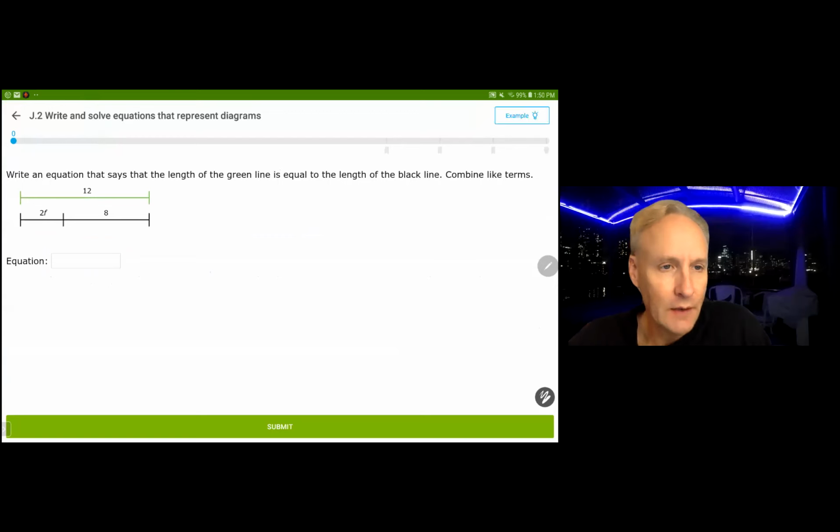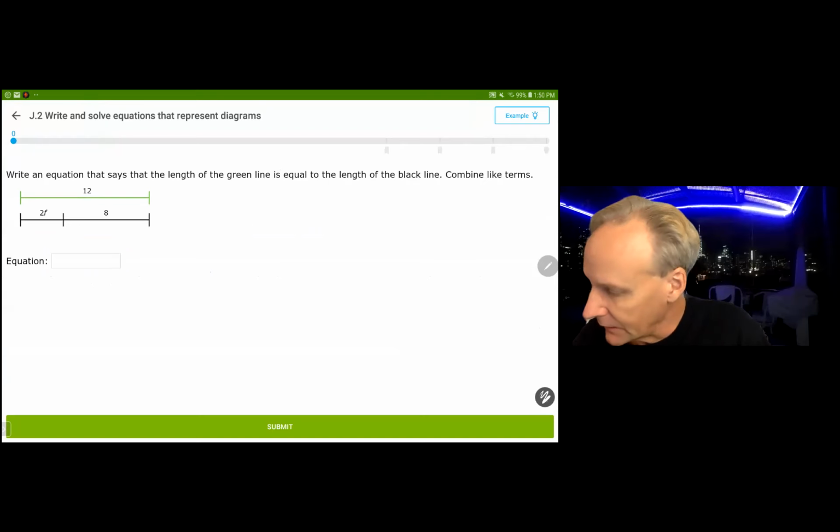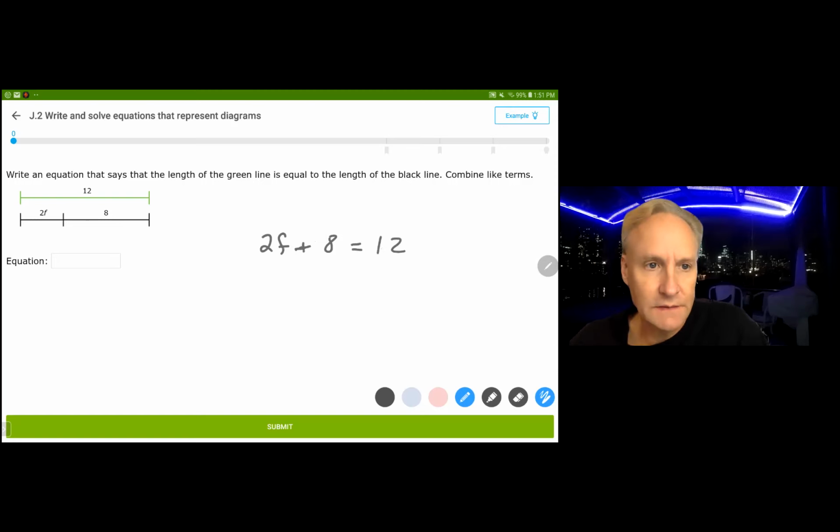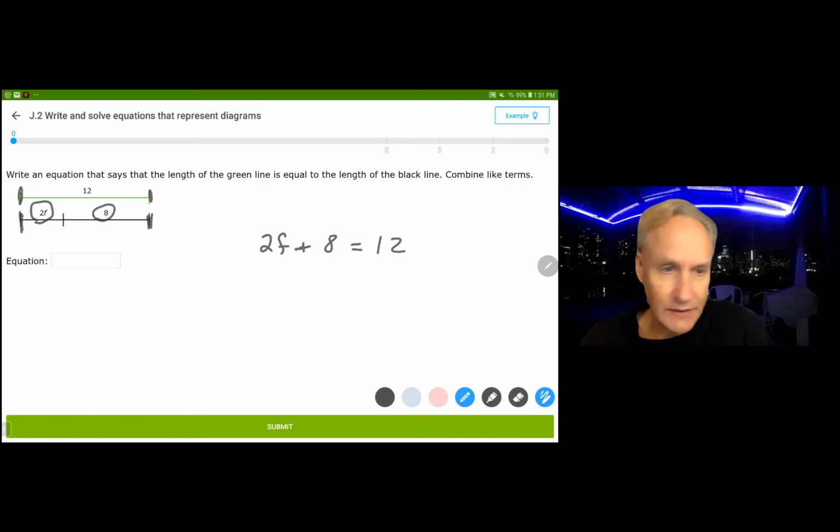Let's take a look. Okay, so we have a diagram, and based on what we can see, I gotta write with my little pen here, 2f plus the 8 is the same distance as the 12. And it's pretty straightforward. Once you've seen one of these, you can do them all, hopefully. Basically, this distance at the bottom is equivalent to the distance on the top. We can see that they're equal to one another. And if you add this distance and this distance, the 2f plus the 8, you get the total distance, which is 12. In order to solve it, we subtract the 8.